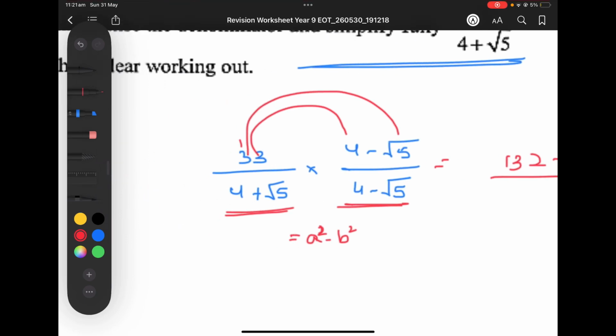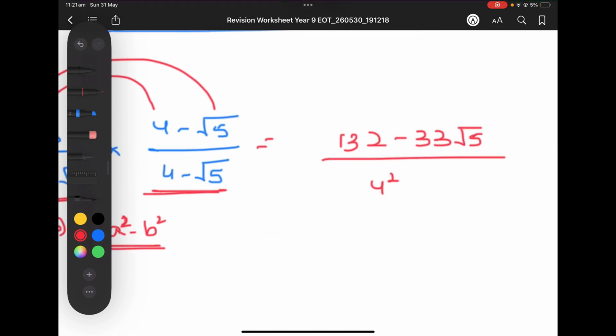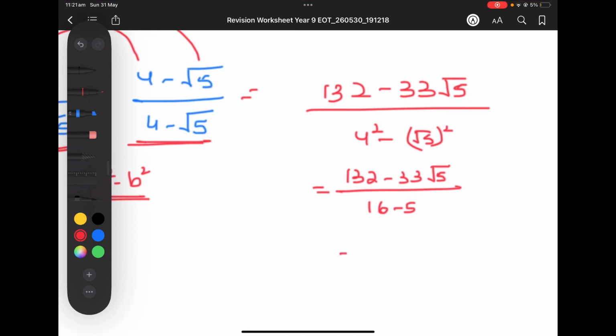Okay, we have just used this identity on the first question of the previous worksheet. So a plus b times a minus b becomes a square minus b square. So 4 square minus root 5 whole square is what we have. Now that becomes 132 minus 33 root 5 over 4 square is 16 minus 5. That turns out to be 9.